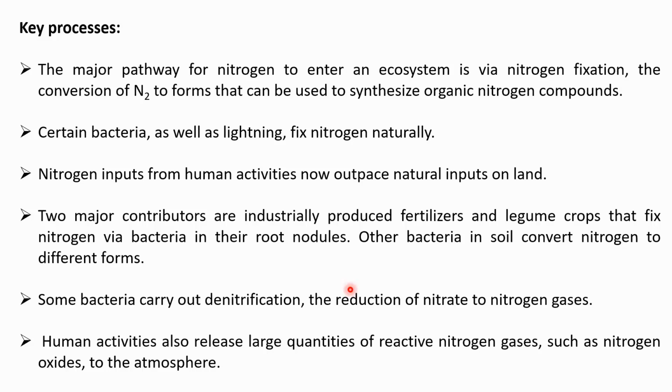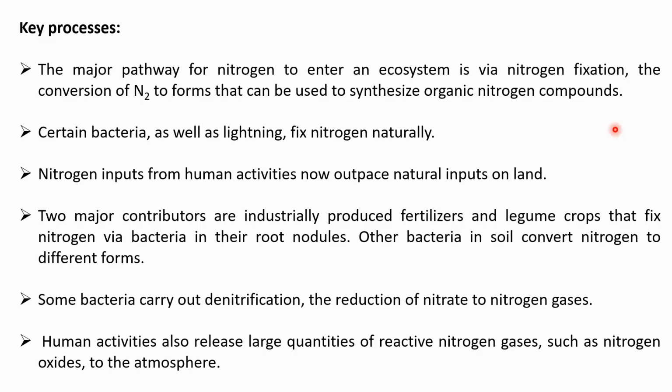So what are the different key processes? The major pathway for nitrogen to enter an ecosystem is via the process known as nitrogen fixation. That is the process of conversion of nitrogen, that is N2, to forms that can be used to synthesize organic nitrogen compounds. Certain bacteria, known as nitrogen fixers, as well as lightning can fix nitrogen naturally. And nitrogen inputs from human activities now outpace natural inputs on the land.